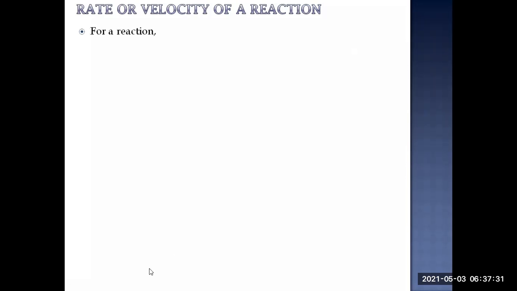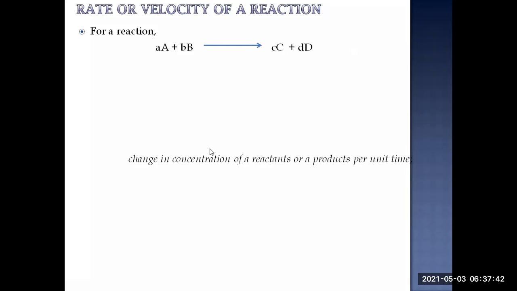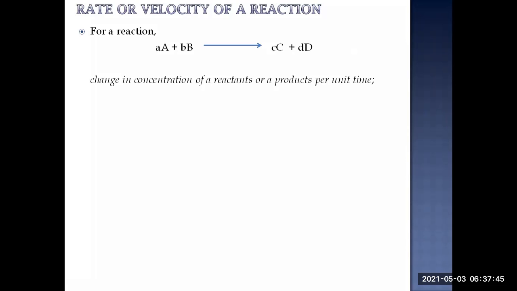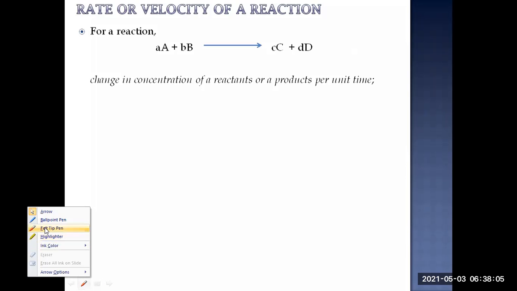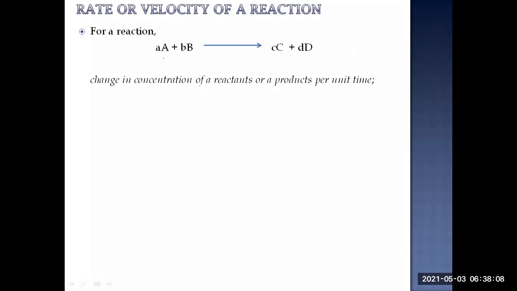So in a chemical reaction, if you represent a reaction like this, small a A plus small b B giving rise to small c C plus small d D, actually what happens? Concentration of reactants decreases, correct? Concentration of reactants decreases and concentration of products increases, right? So how do you start a reaction? By mixing reactants, and you will slowly get the products. So hence, when you mix reactants, concentration will be high.